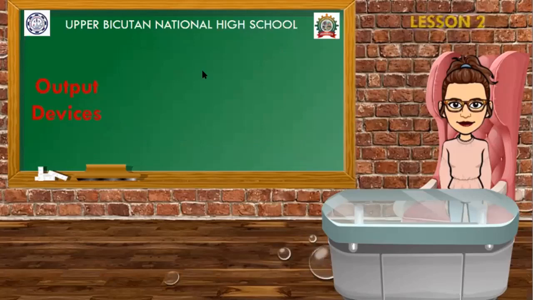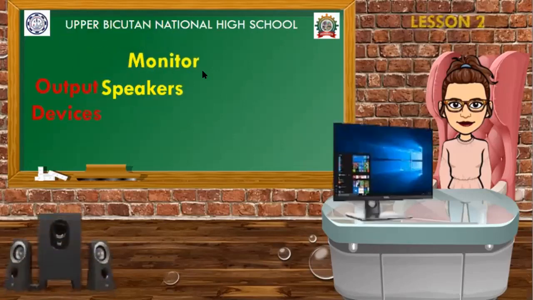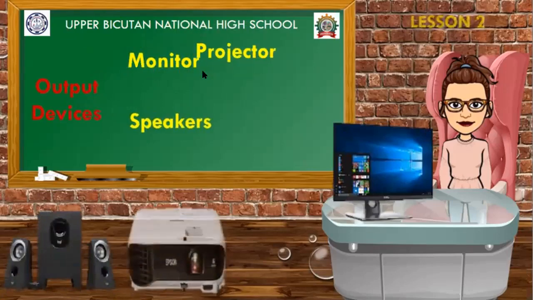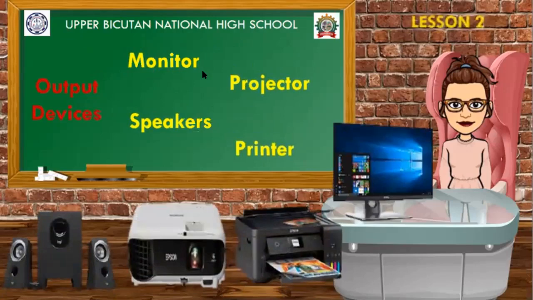Okay, let's have a recap. So the second category of computer hardware is output devices, right? Okay, very good. As the name suggests, it shows the result of the processed data. Examples are monitor, speakers, projector, and printer. So these are examples of output devices.